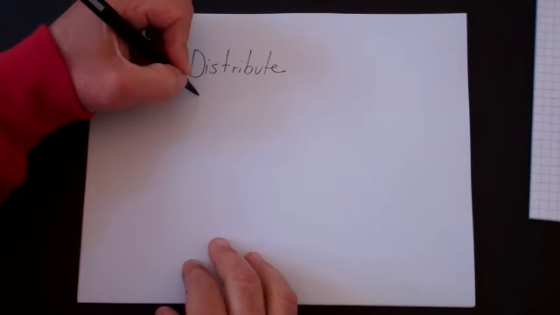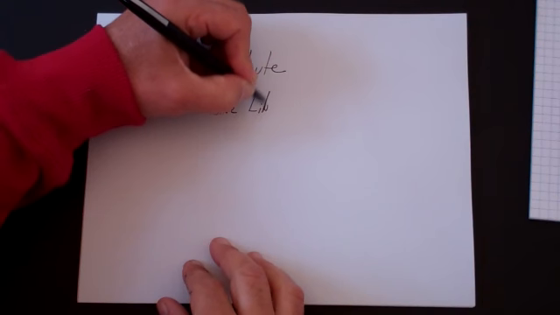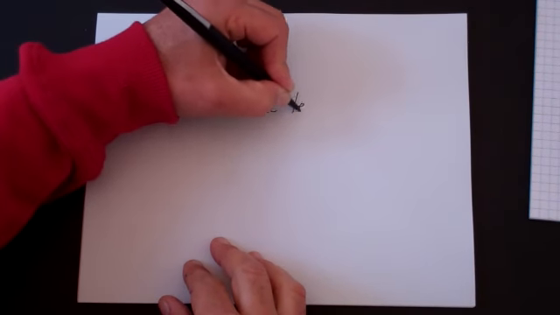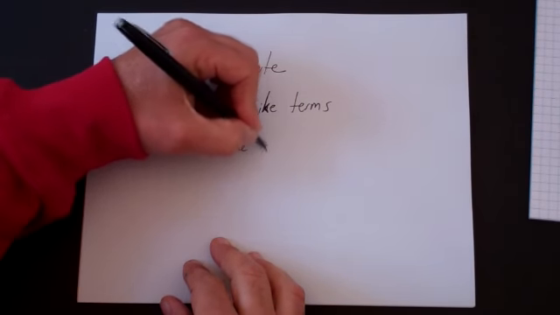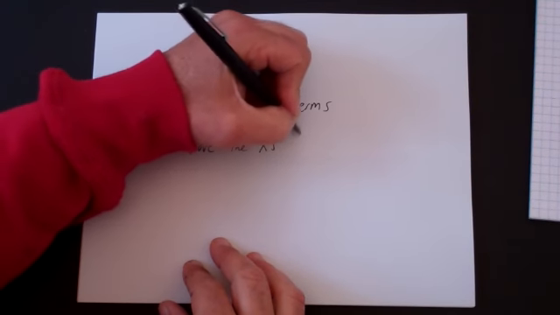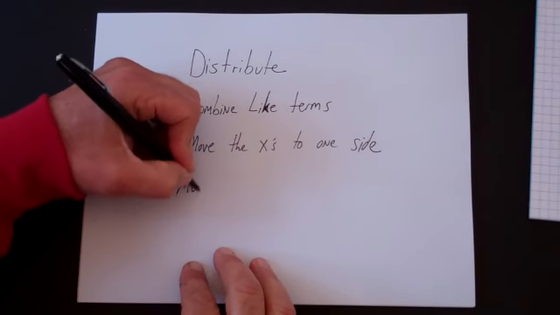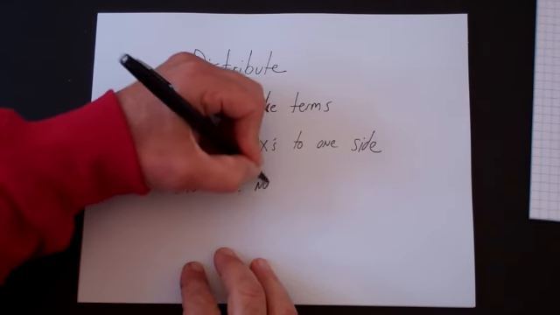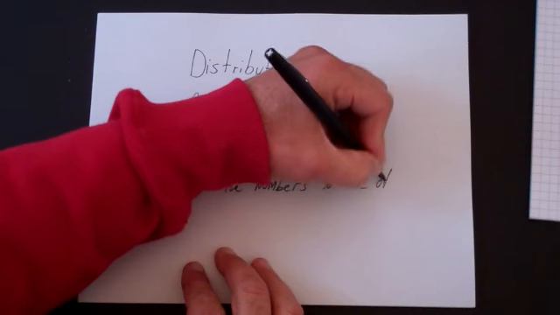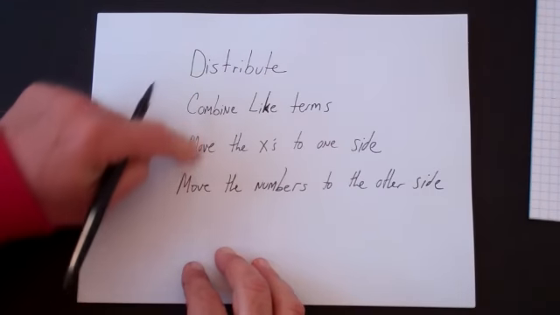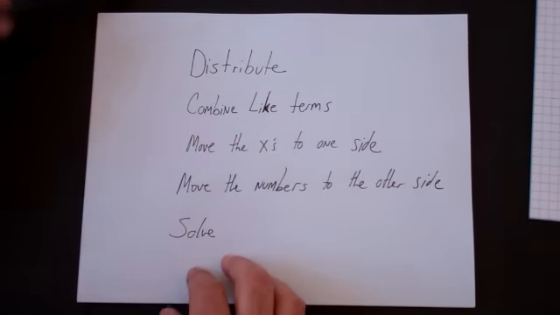And after you distribute, then you're going to combine like terms. And after you combine like terms, you're going to move the x's to one side, whatever the variable is. And after you move the x's to one side, you're going to move everything else to the other, so the numbers other than x. What I mean by the other side is whatever side you didn't get the x's on. And then after you do that, you're going to solve the equation, usually by dividing or multiplying.